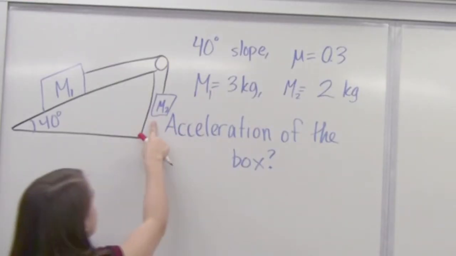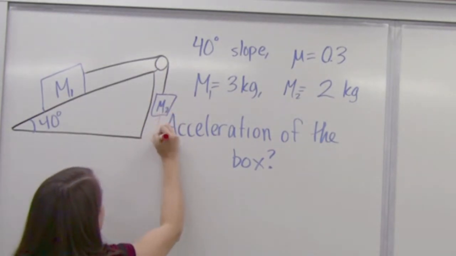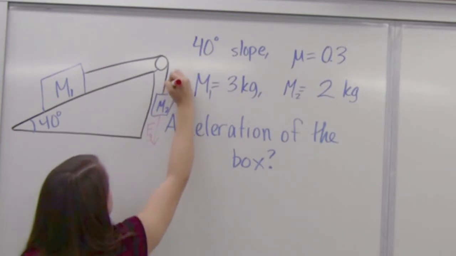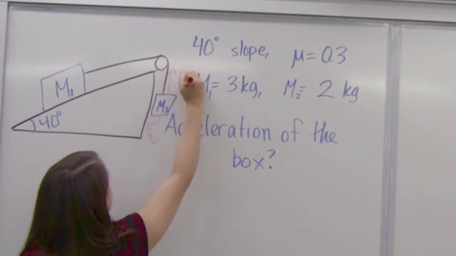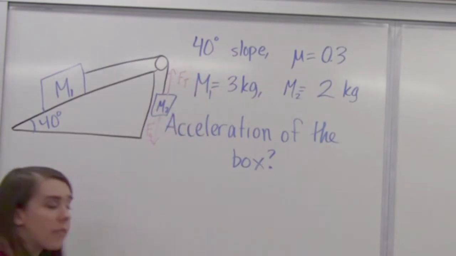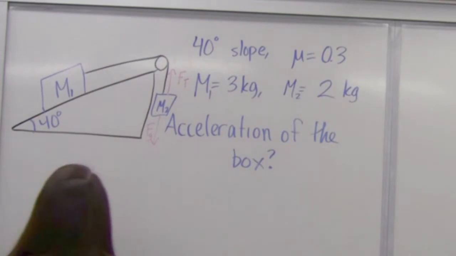I'll start with the forces on this smaller box. We've got the force of gravity, and we have tension. And that's all we have. Those are all the forces on that smaller box, so that is a pretty easy one.